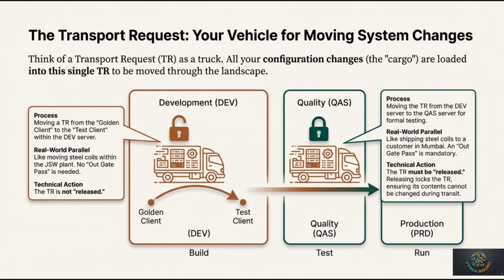However, moving that TR from development to quality is like shipping steel out of the plant to a customer. You need an out-gate pass. In SAP terms, the TR must be released to lock the data and ensure it's safe for transit.